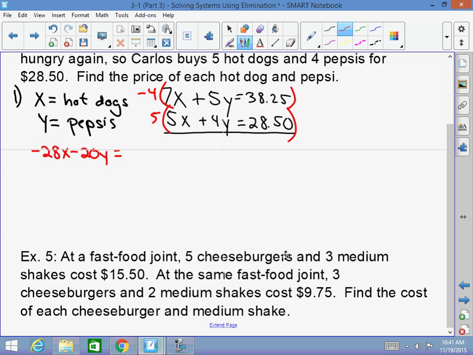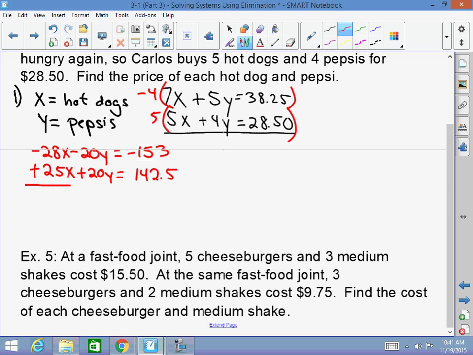equals 38.25. I'm going to cheat, but you cannot. This is going to be -153. Excellent. And then I've got plus 25x plus 20y equals 142.5.